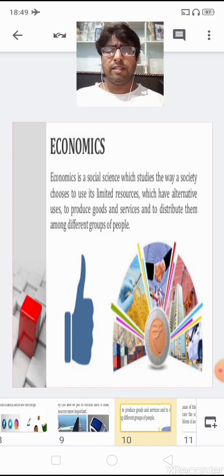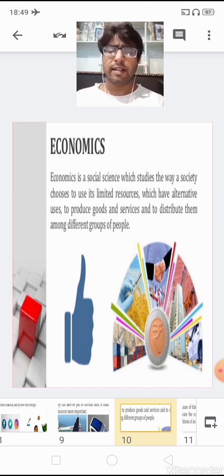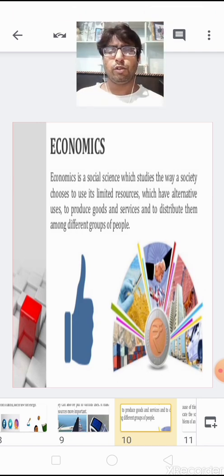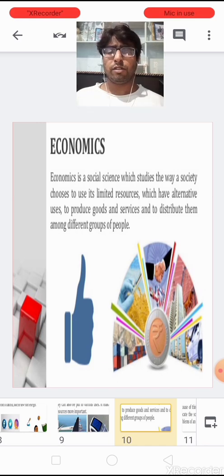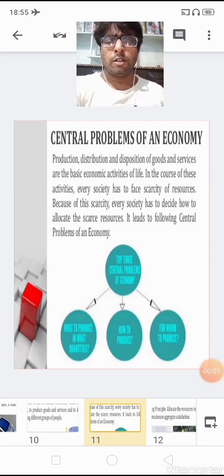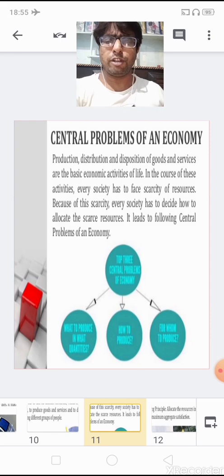Now, with this explanation, what we understand is that economics is a social science which studies the way a society chooses to use its limited resources, which have alternative uses, to produce goods and services, and to distribute them among different groups of people. So, children, before we proceed further, let us first learn the allocation of resources.